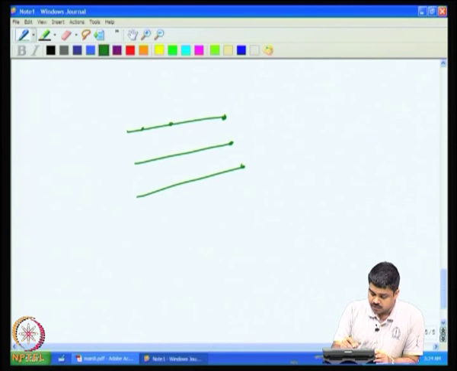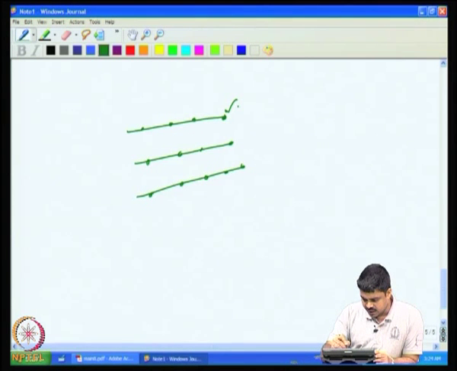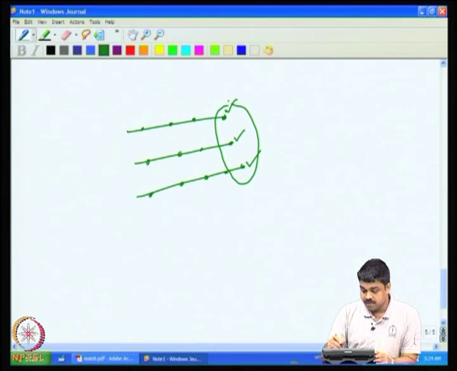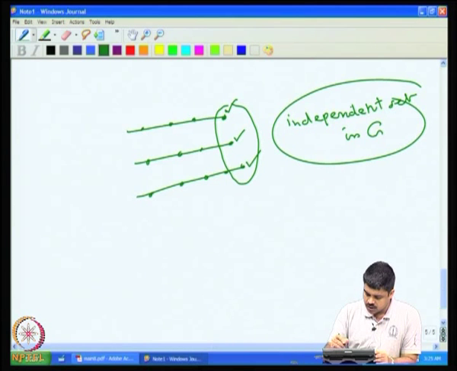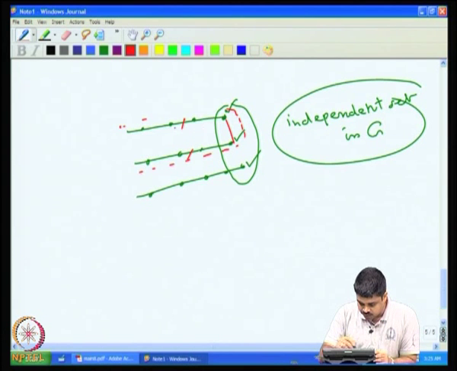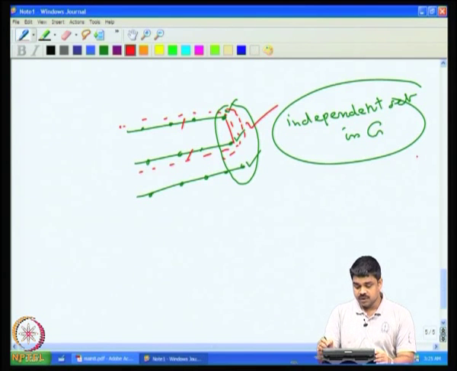Suppose this is a minimum path cover of the given graph. These are disjoint paths, and then you pick up the end vertices of this path cover. They should always form an independent set in G. Why? Because otherwise, suppose you had an edge here, I could have replaced these two paths with this one path, isn't it? So we would have got a smaller path cover, which is not possible because we assumed that we have already taken a minimum path cover.